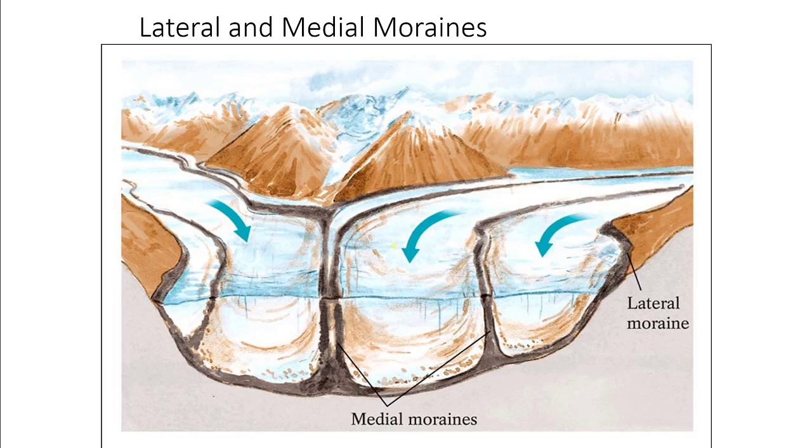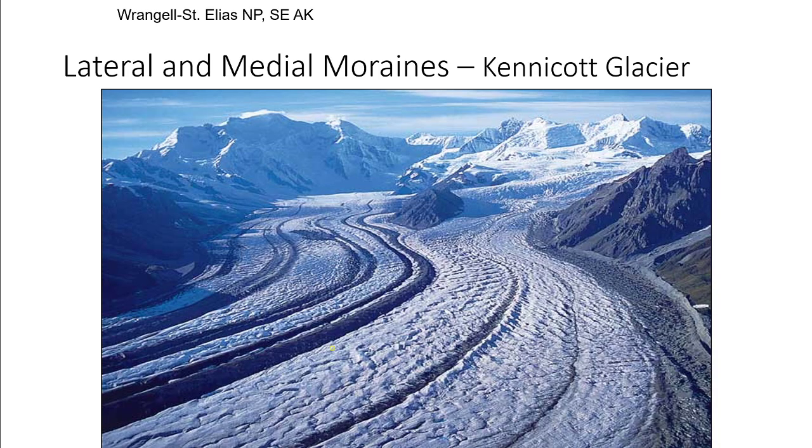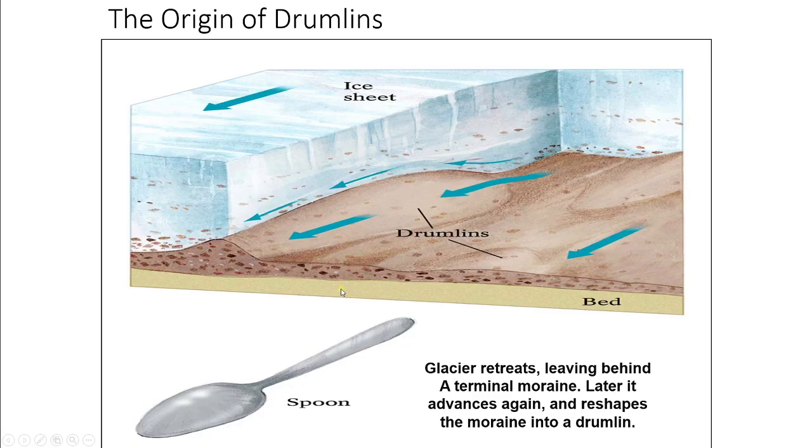So lateral and medial moraines are pretty much the same, except the lateral ones are on the side, and the medial ones are dragged in between a couple of glaciers. So you can tell simply by mapping out where the glaciers were. Here's a picture from Kennecott Glacier in Alaska, showing you all of these strips of rubbish. These are moraines, these are lateral, these are medial. Just a few more here.